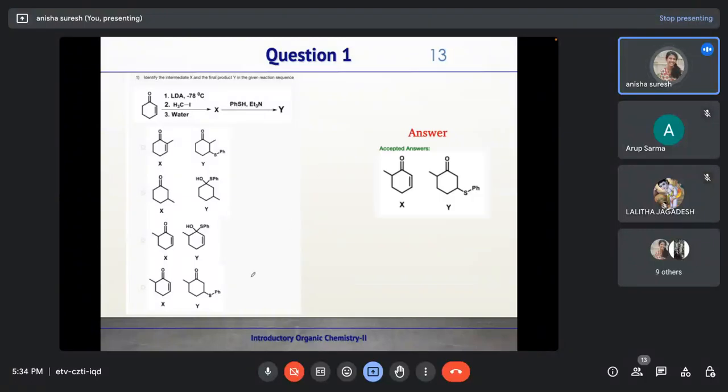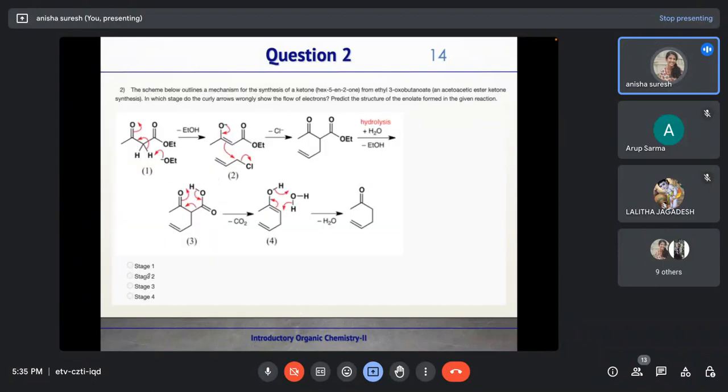So the right option will be option 4 for question number 1. Now coming to question number 2. The scheme below outlines a mechanism for the synthesis of a ketone, hex-5-en-2-one, from ethyl 3-oxobutanoate, acetoacetic ester ketone synthesis. In which stage do the curly arrows wrongly show the flow of electrons? Predict the structure of the enolate formed in the given reaction.